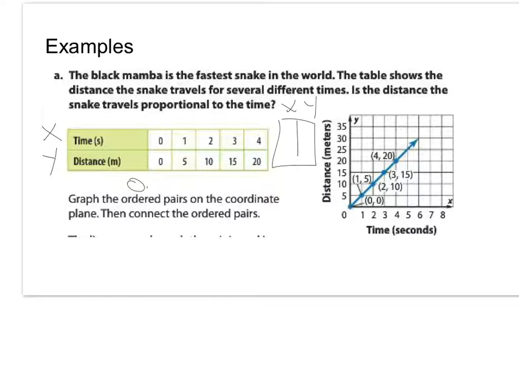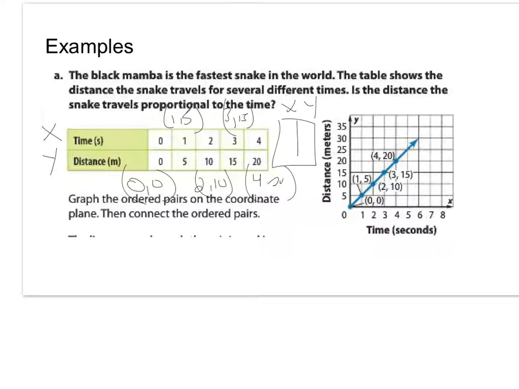So this would have been 0, 0. Okay, this one would have been 1, 5. This one would have been 2, 10. This one would have been 3, 15. And this one would have been 4, 20. So making the coordinates is pretty simple. So once you have your coordinates, you can graph it.